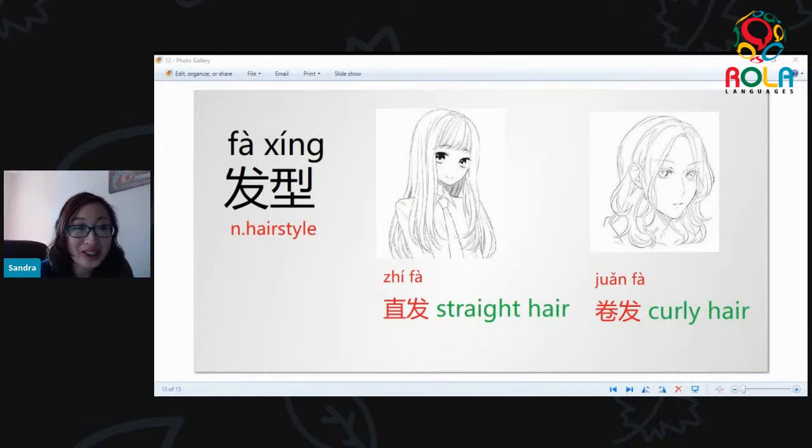卷发 means curly hair, or wavy hair. We don't have a difference between curly and wavy in Chinese. So if you go to a salon, you will probably have to specify if you want 卷发, curly hair, it is 小卷, the small curls, or 大卷, the big curls.